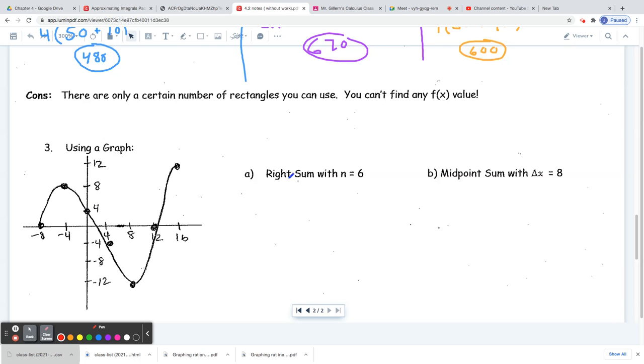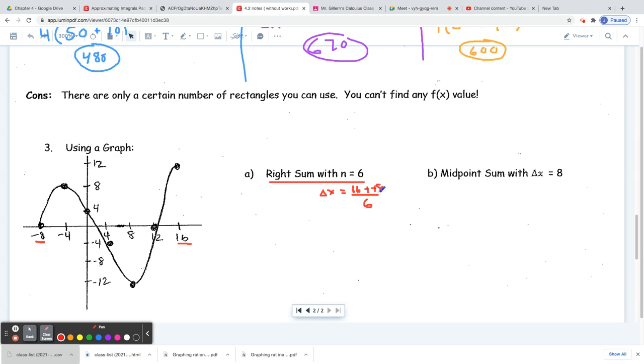All right. So we are going to figure out a right sum where n is equal to 6. So I need my delta x. Now, that's b minus a over n. B is where I stop, which is 16, where it ends. A is where it starts, which is -8. And n is 6, which I'm given.